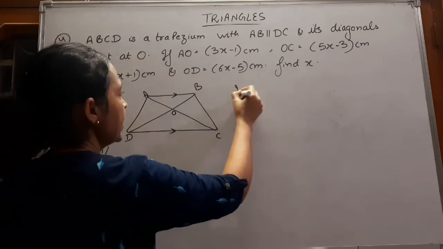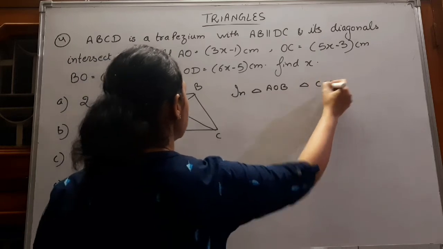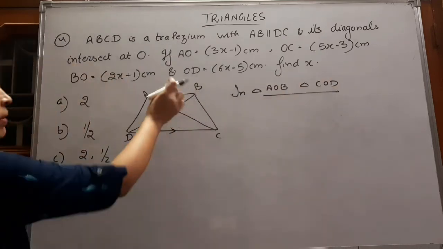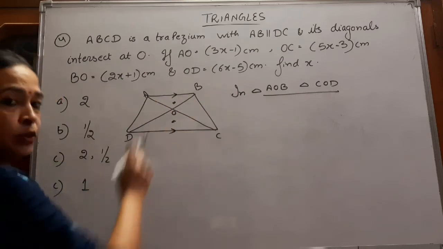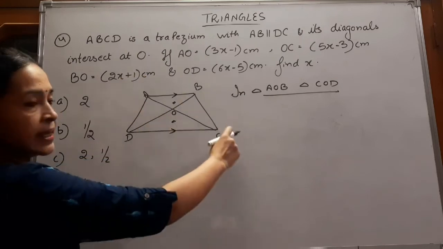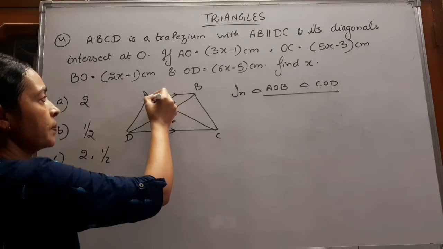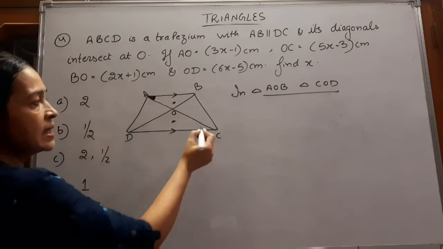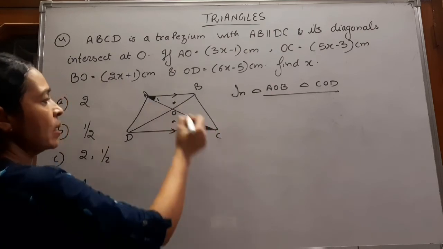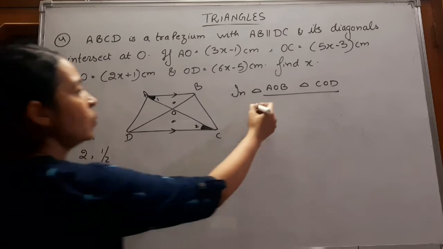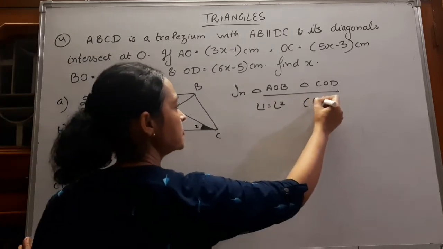Now, बच्चे, in triangle AOB and triangle COD, we are taking these two triangles. AB is parallel to CD and AC is transversal. So this angle A is equal to this angle. Why? Take it as angle 1 and this is angle 2. Angle 1 is equal to angle 2 by alternate angles.